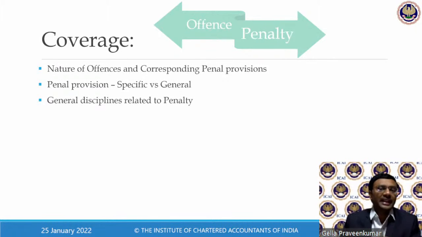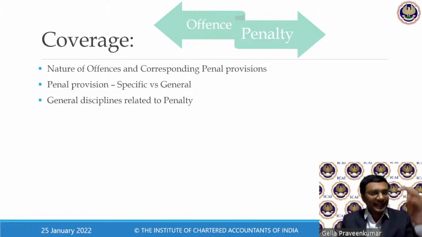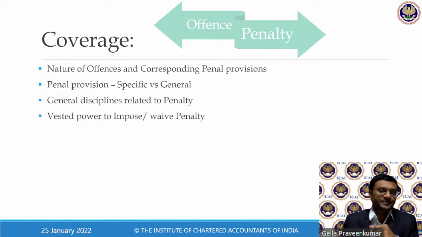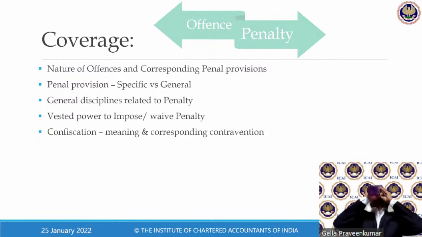When we talk about penalty provisions, there are certain general principles which the officer concerned has to follow. We will understand what disciplines the officer is governed by, what powers are given to an officer for imposing a penalty and for waiving a penalty. Confiscation.